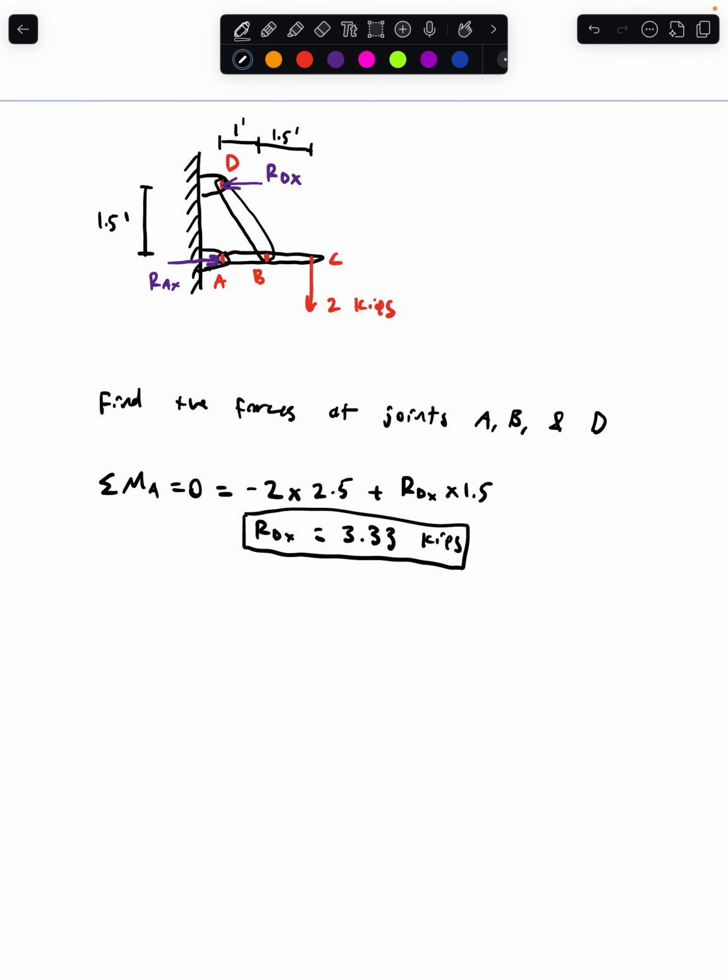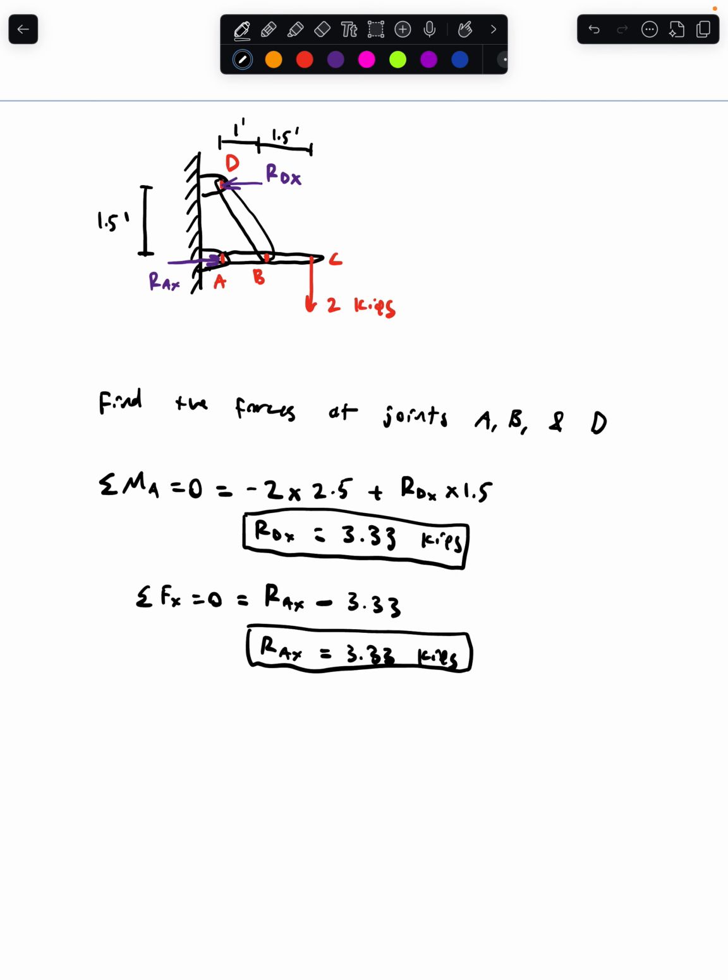We can also go ahead and solve for RAx. It's just going to equal RDx, but it's going to be pointing in the opposite direction, but the magnitudes are going to be the same. So sum of the force in the x is 0 equals our RAx minus our RDx, which is 3.33. So RAx equals 3.33 kips. Okay, so we have the x components at joints A and D, but we still don't have enough information to solve for the y components.